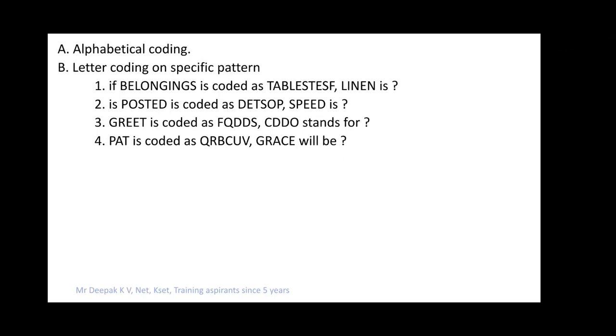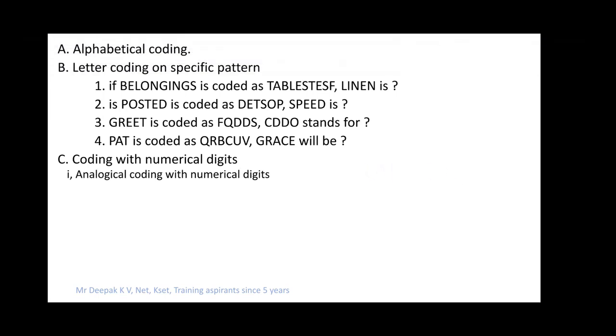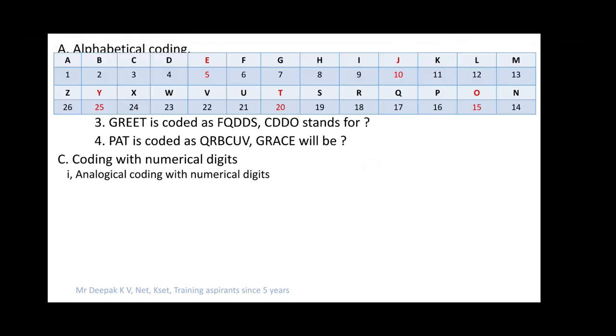Hello everyone, we were speaking about coding and decoding, where we have done with the alphabetical coding, letter coding on the specific pattern and all. I'll go for the next step. It is coding with numerical digits. Analogical coding with the numerical digit is that we need this particular chart which I have given in the previous classes. Let us understand it with an example.